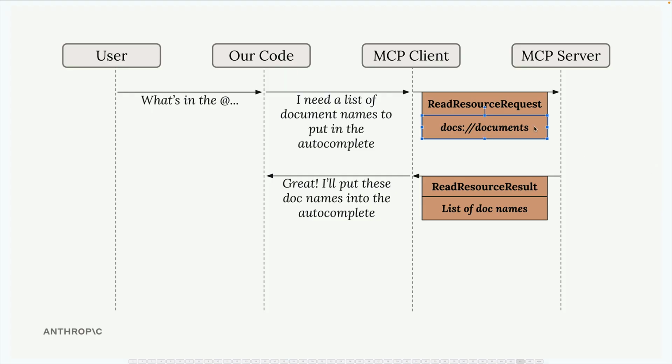and then run the function we put together right there, take the result, and send it back to us inside of a read resource result message. We can then take the data inside there and display it inside of our autocomplete or do whatever else we need to do with it.